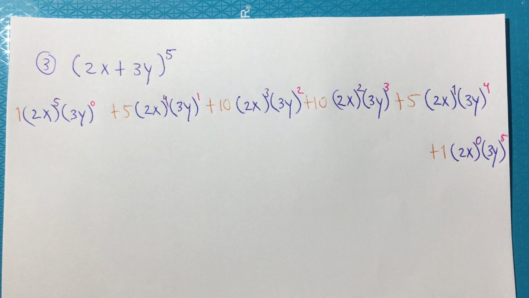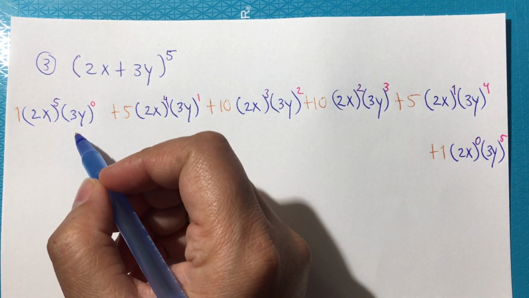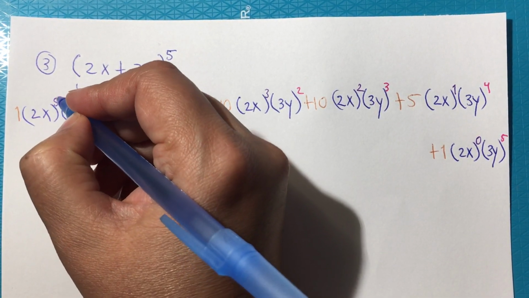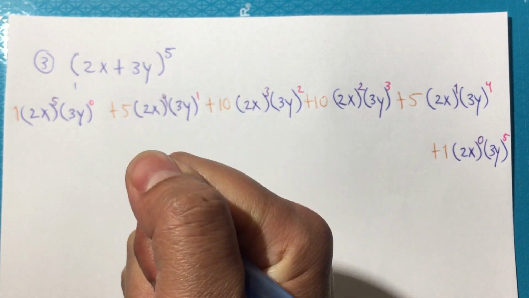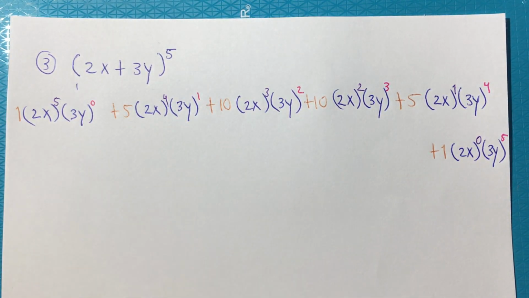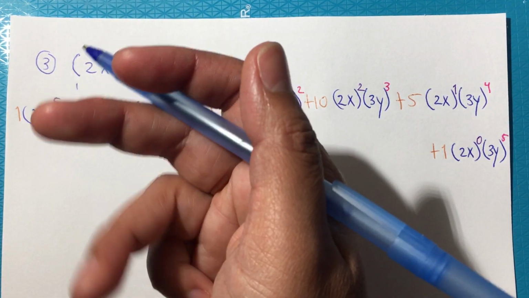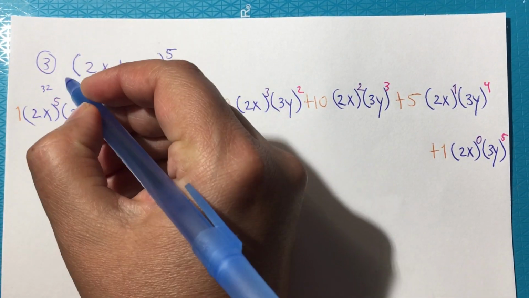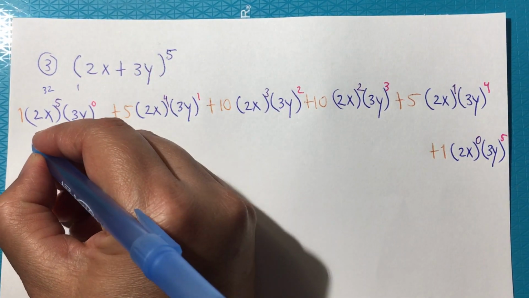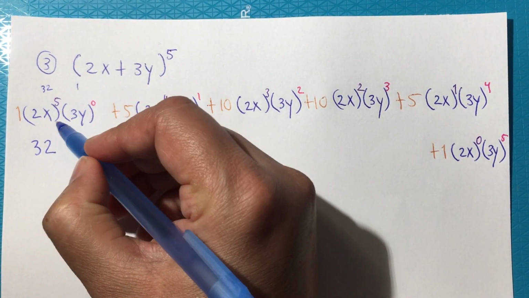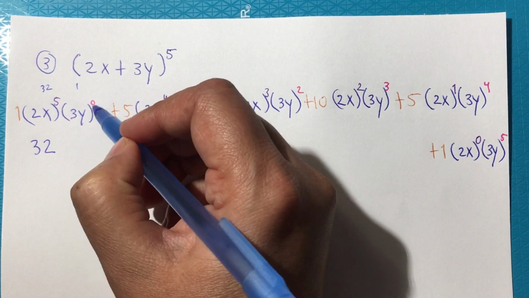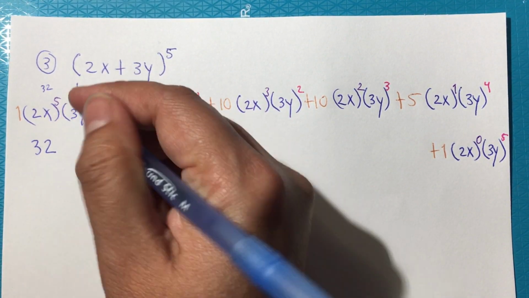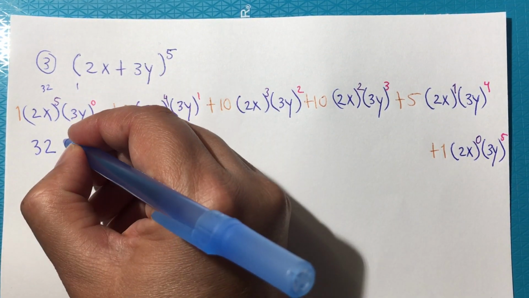If you would like to try it, pause the video and try it on your own and see. Okay, 3y to the 0 is a 1. 2 to the 5th power is just 2 times 2 times 2 times 2 times 2, which is 32. And 1 times 32 times 1 is 32. In here, we already said that the whole thing to the 0 power is a 1, so the y is not there anymore. And we just have x to the 5th power.